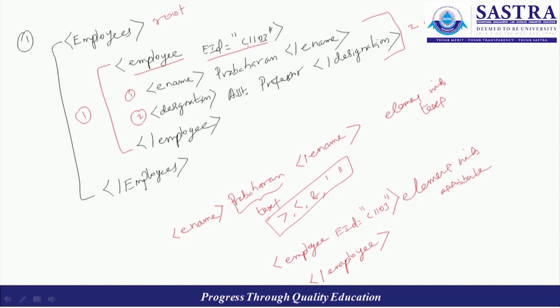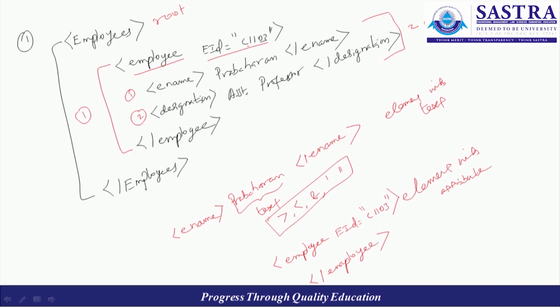How many attributes we can have? It depends on the document. N number of attributes are allowed. While including attributes for an element, we should remember that the same attribute should not be repeated more than once.